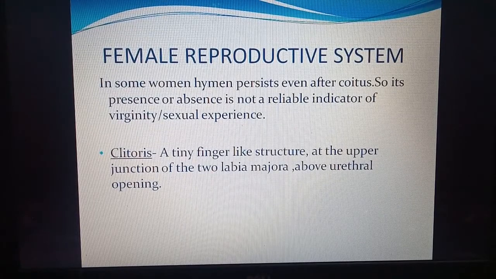The clitoris is a finger-like structure at the upper junction of the two labia majora. So this finger-like structure is at the upper junction of the labia majora, above the urethral opening.